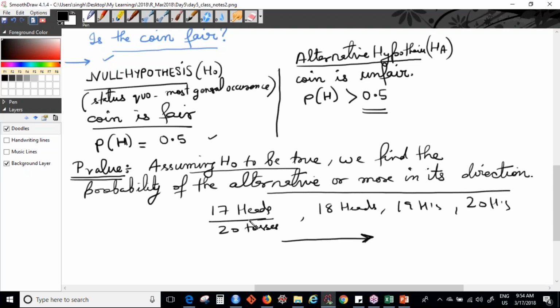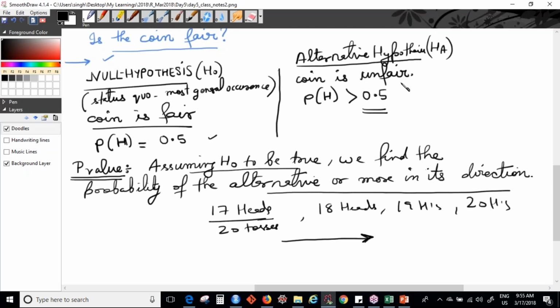Right, guys? Do you follow? This is the direction of alternative. Why? Because my alternative hypothesis says that the probability of head is greater than 0.5. So if your probability of head is greater than 0.5, of course you will be getting more and more heads. So already you have got 17 heads. The direction of alternative will be 18 heads, 19 heads, 20 heads. Beyond 20 you cannot get. So that is your direction of alternative.